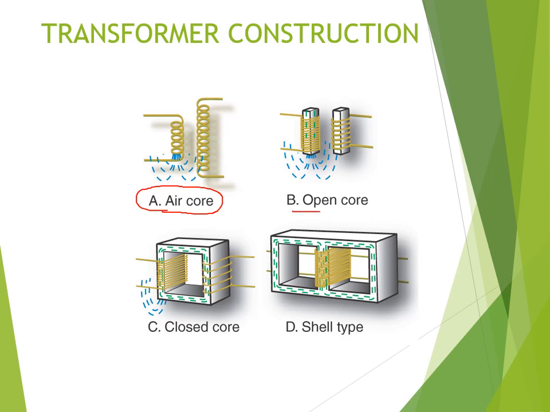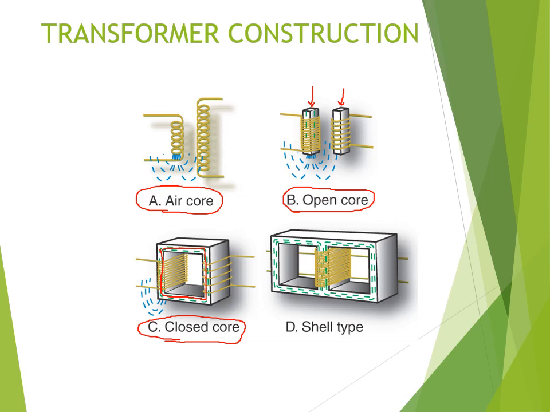In the open core, which is the second one by design, it had a lot of leakage flux and power loss, just like the air core did. And it has two iron cores that are inside the coils of wire, and they're going to be just a little bit better designed than the air core. The closed core, which is the third one, can be a square, a rectangle, or a circle, but it's going to be entirely closed so that there is no gap.